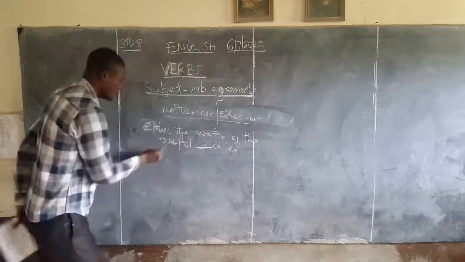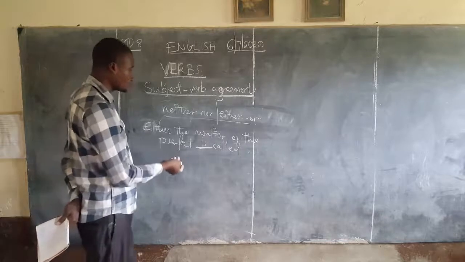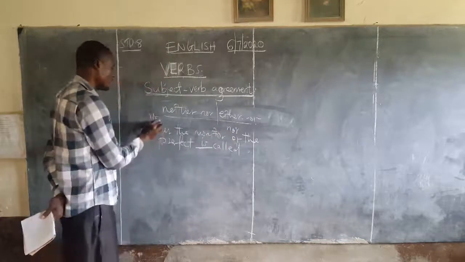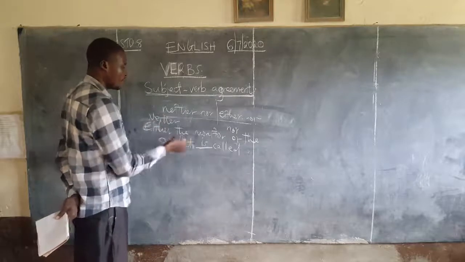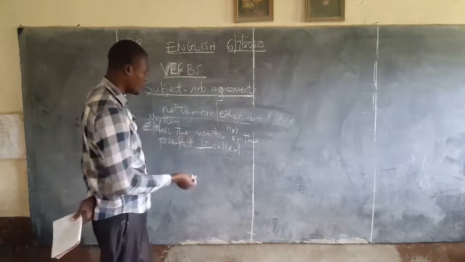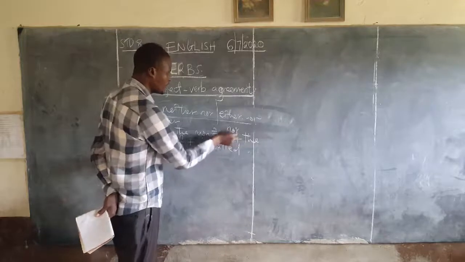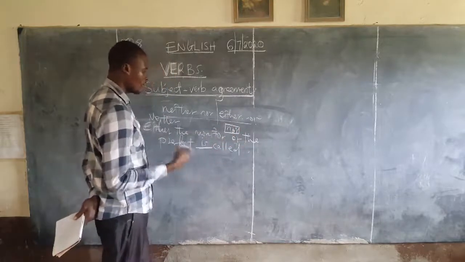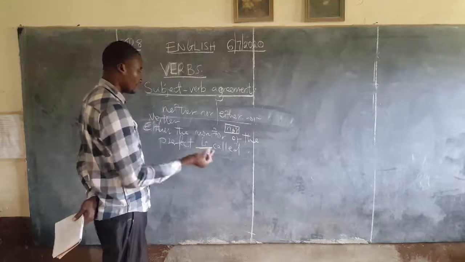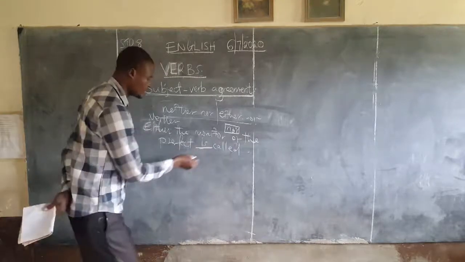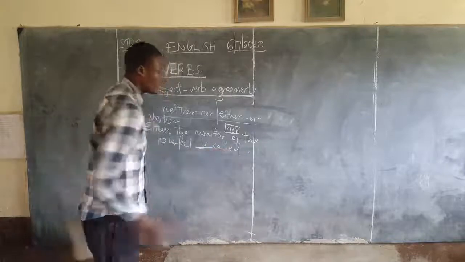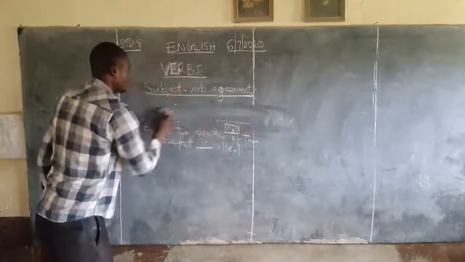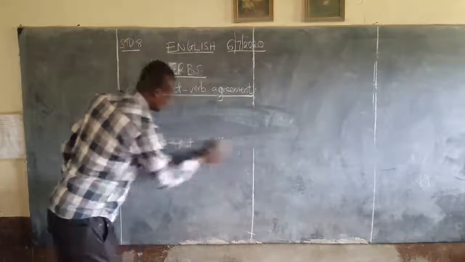And then neither is the same. Neither the monitor nor the prefect is called by the teacher. So neither means the teacher does not want any of them. The teacher wants none of them. So neither the monitor nor the prefect is called by the teacher. So we also use a singular verb in that level.